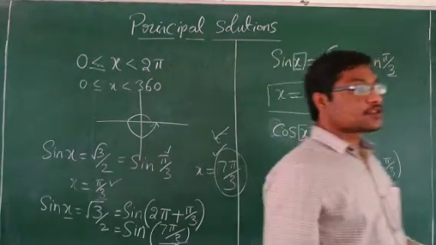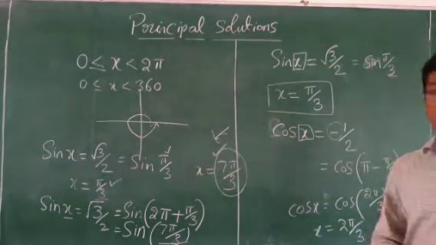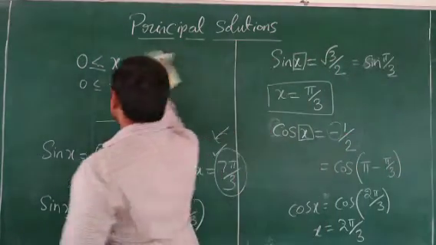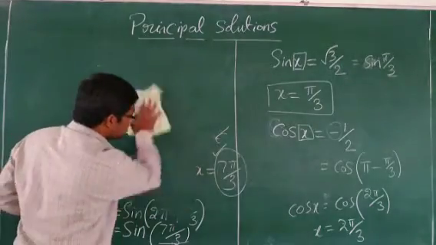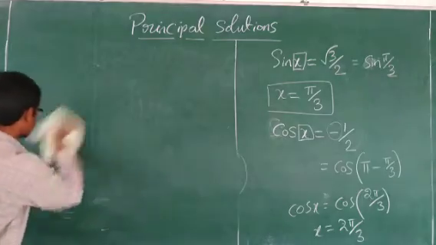So principal solution means you should get the angle when you are making the first rotation only. When you are making the first revolution, that time only you should get the solution. So this is about the principal solution.